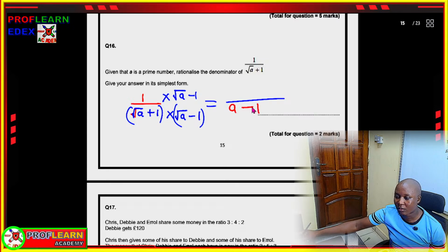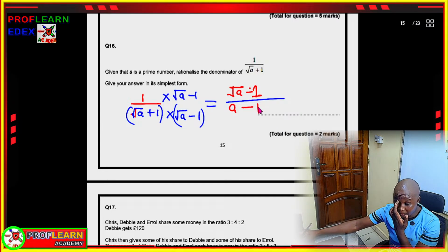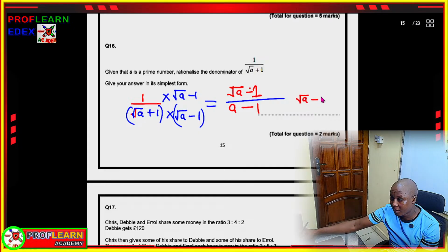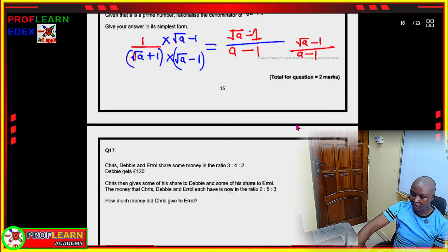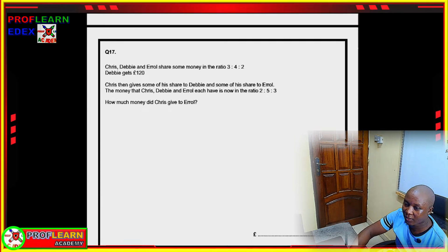Squaring 1, you are going to get 1. Squaring root a, you're going to get a. So you are going to have a minus 1. Basically that's what we're going to leave our answer as. Our final answer will be root a minus 1 over a minus 1. You are going to leave your answer remaining that way.